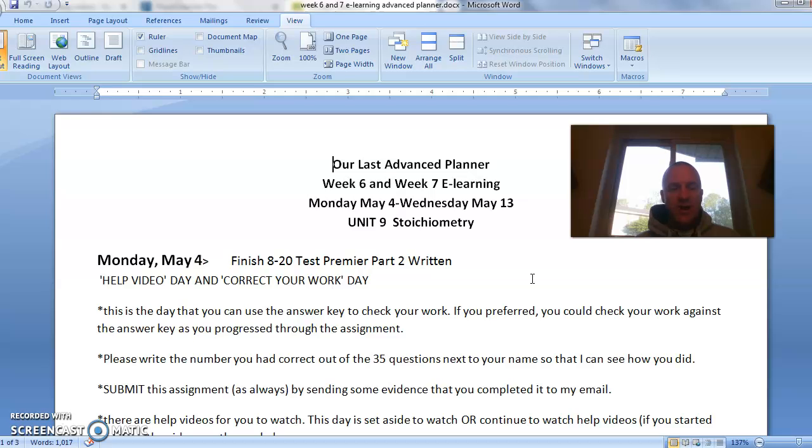This is a great opportunity, if you didn't do as well as you had hoped last 9 weeks, to raise your semester average tremendously. Take advantage of it. I encourage you to do that.